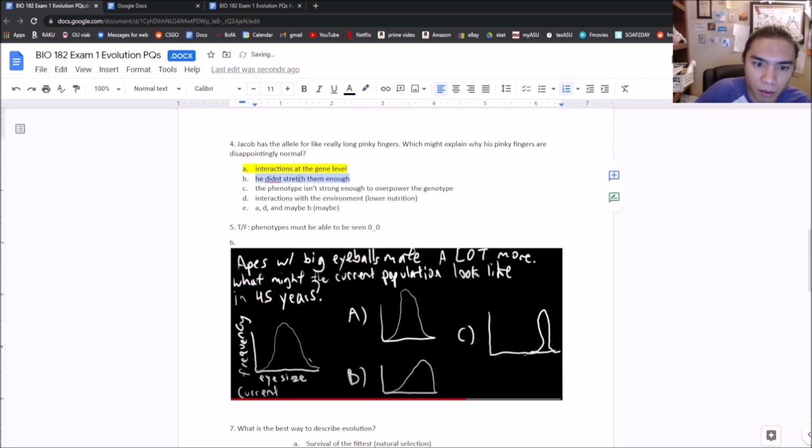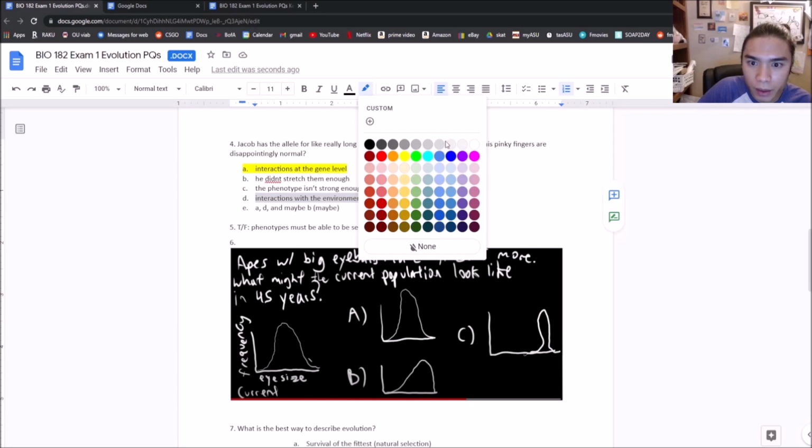He didn't stretch them enough. We'll come back to that one. The phenotype isn't strong enough to overpower the genotype. That isn't really how it works. Usually the genotype is expressed, and then that determines the phenotype. So interactions with the environment, like lower nutrition, I would say yes for that one.